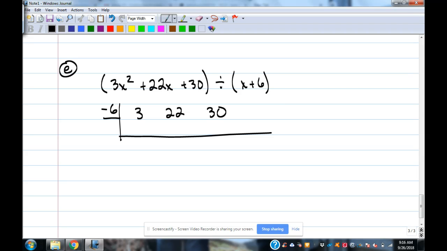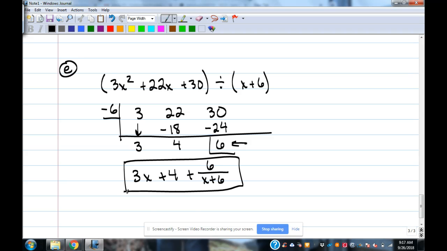What happens with this 3? Drop it down. Always going to drop that first one down. 3 times -6, -18. 22 plus -18, +4, multiply, -24, add, 6. This is the what? The remainder. Here's our quotient. Our quotient was 3x plus 4, and then we had 6 over x plus 6.